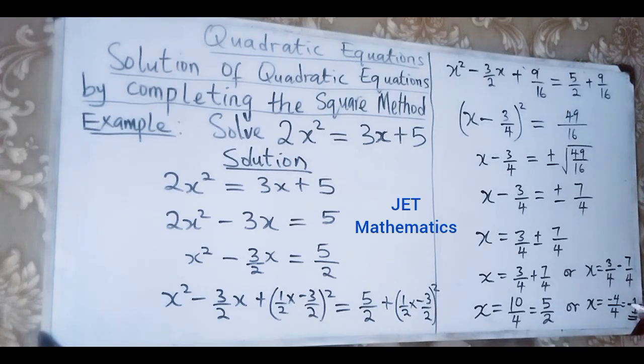So the two results we have are x equals 5/2, or 2 and a half, and then x equals minus 1. So these are the steps you need to follow to solve by completing the square.